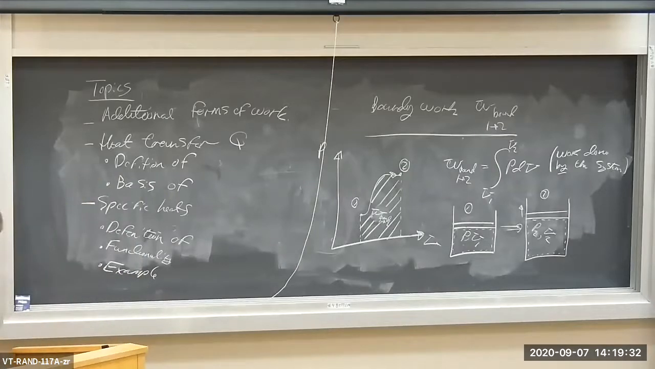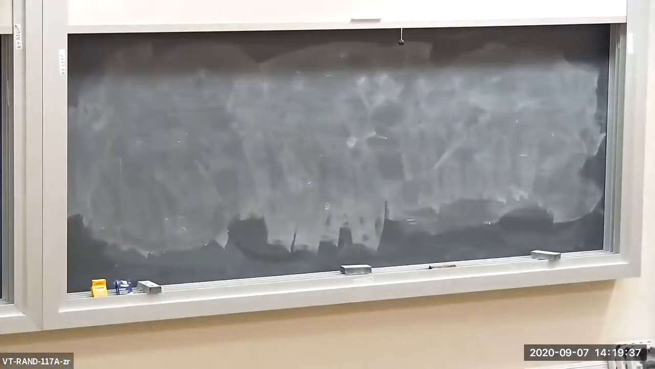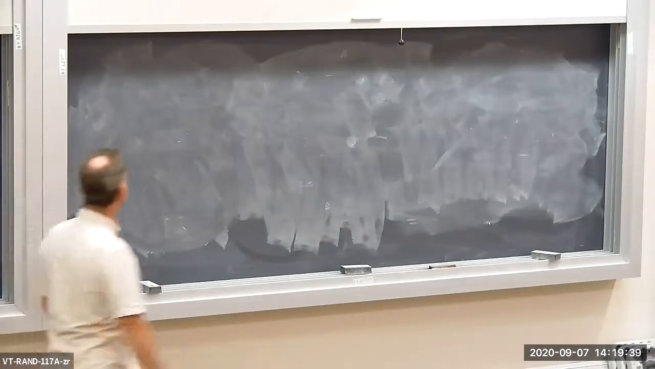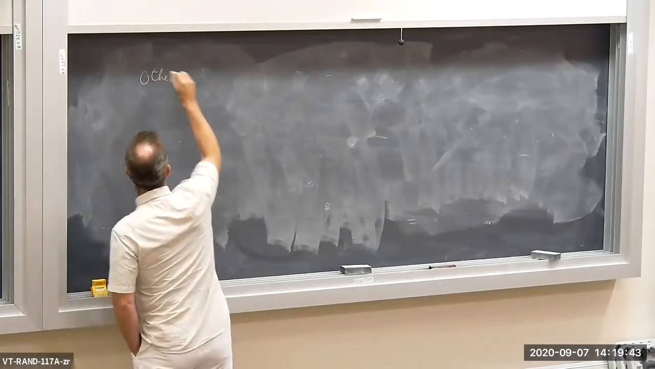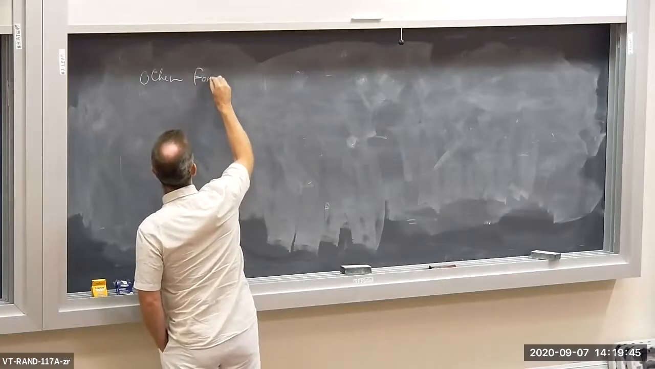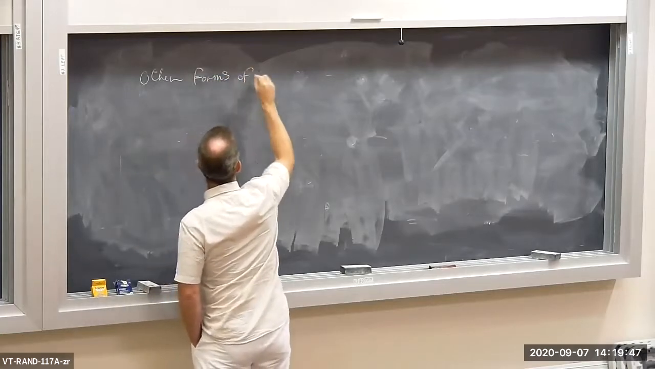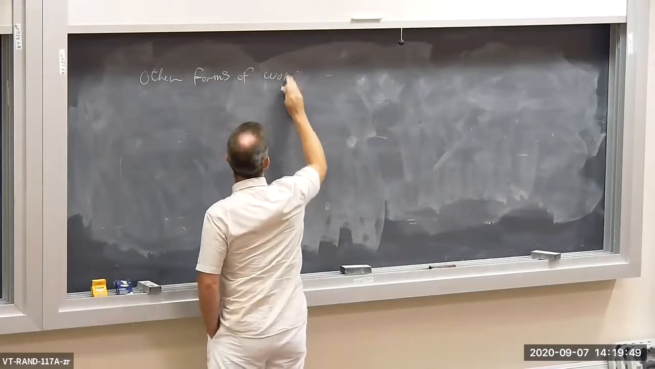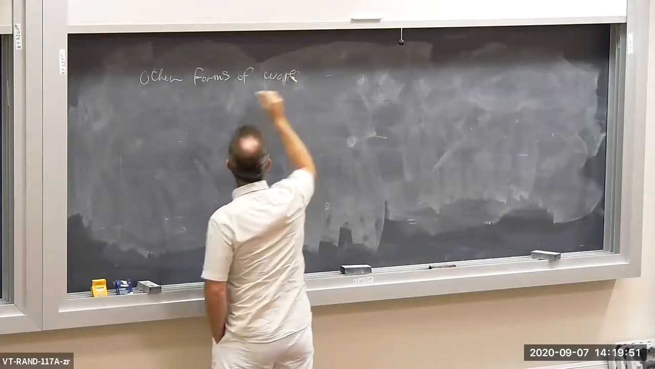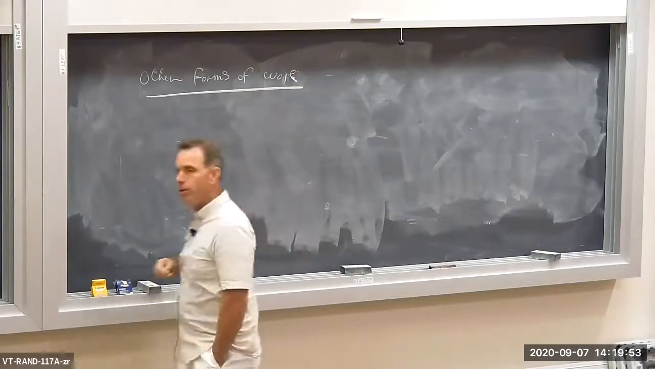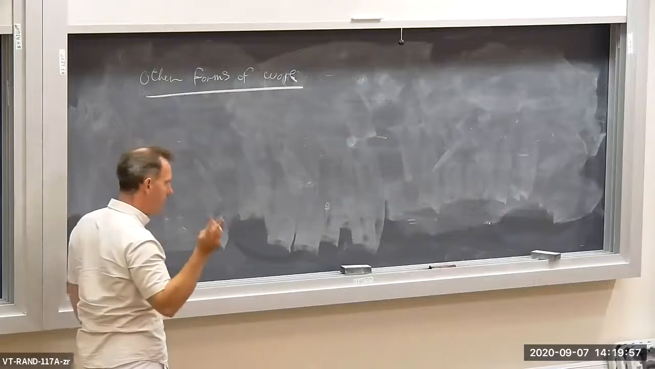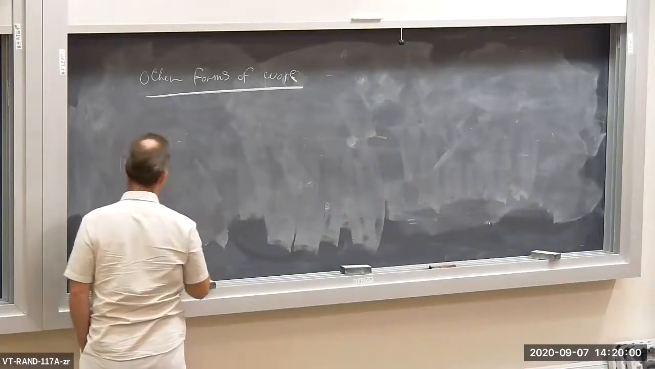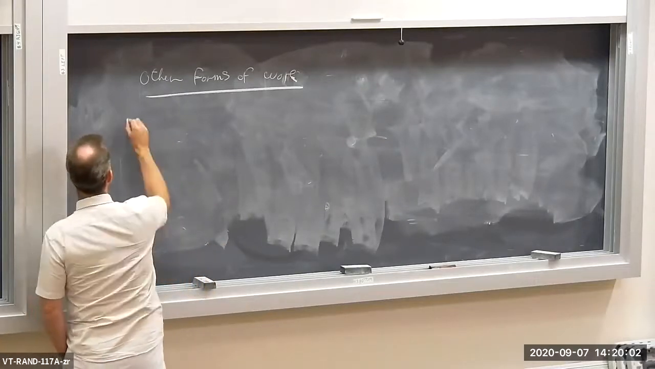Let me show you some additional forms of work. There's not just boundary work, there's other forms of work. Two kinds. Let's go over them one at a time. Actually, there are three kinds. We'll encounter the third kind a little bit later. There is shaft work.